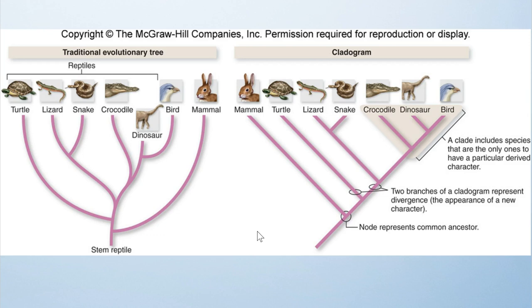So again, you may see things like this, but it's easier to understand the traits that they share if you do a cladogram, right? There's a trait here, everybody afterwards has got it. There's a trait here, everybody afterwards has got it. There's a trait here, everybody afterwards has got it, okay?